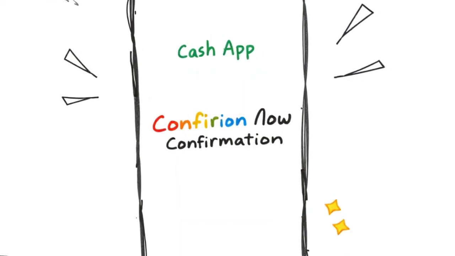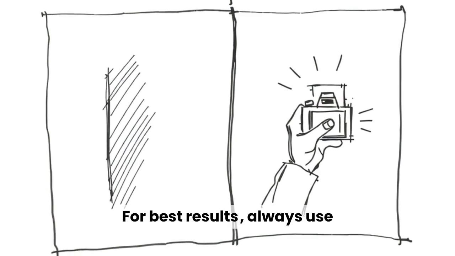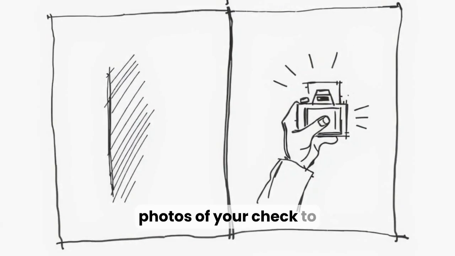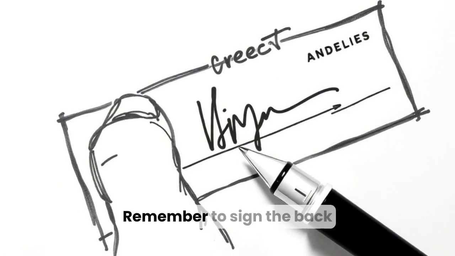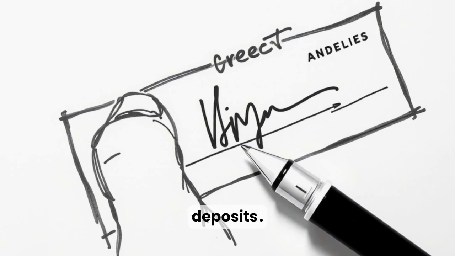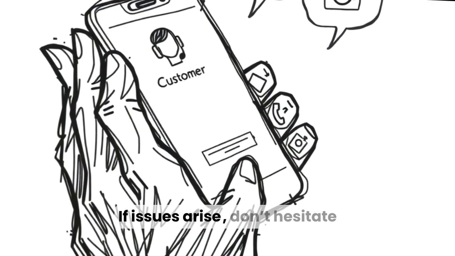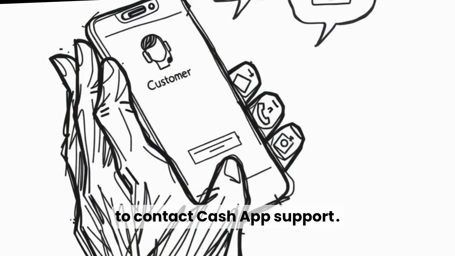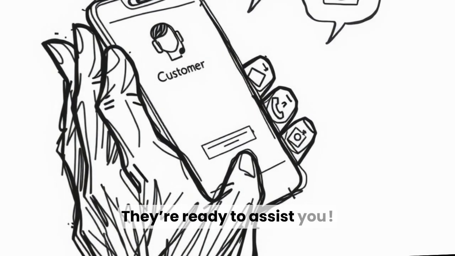Easy, right? For best results, always use a well-lit area when taking photos of your check to avoid rejection. Remember to sign the back of your check. This is crucial for successful deposits. If issues arise, don't hesitate to contact Cash App support. They're ready to assist you.